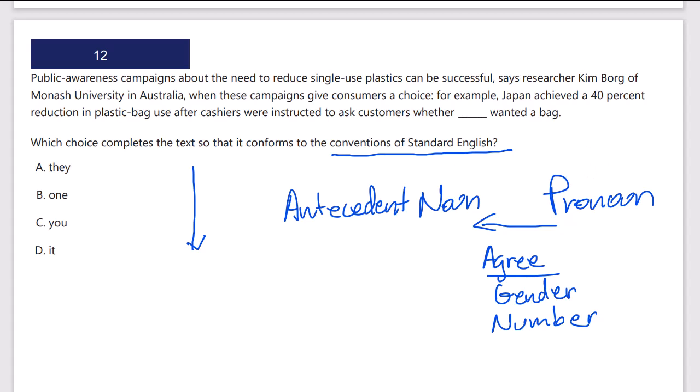This is the challenge. So if I read the sentence, when these campaigns were given consumers a choice, for example, Japan achieved a 40% reduction in plastic bag use after cashiers were instructed to ask customers whether they wanted a bag. So who wanted the bag? The customers, plural. They wanted the bag. That's what our pronoun refers to. That's the antecedent. It's plural, so it's not going to be one, it. You could be singular or plural, but it's not going to be you because it's not second person. The customers are third person, they, when they wanted a bag.